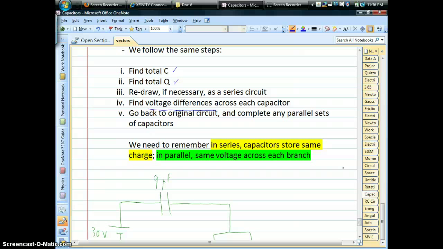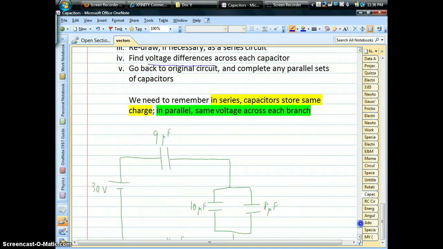The big things about series and parallel: in series, for capacitors, we have the same charge. Whereas in parallel, the usual, what parallel means is that you have the same voltages across each of the branches.